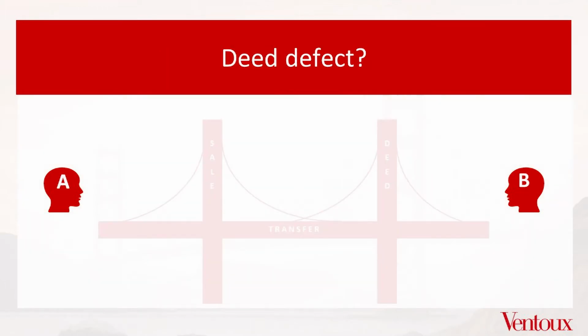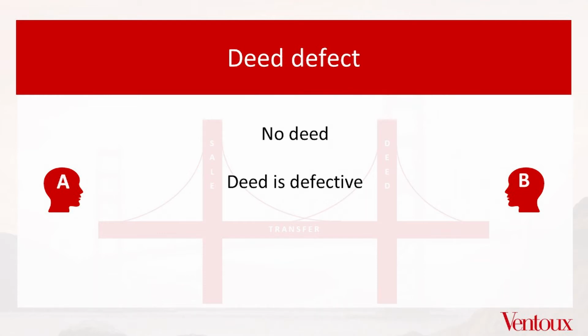There may also be a deed defect. There is no deed of assignment. A sales contract has been agreed and the purchase price has been paid, but a deed of assignment has never been properly executed. The deed of assignment may also be defective. There is a signed deed, but it does not clearly state that the rights are transferred or assigned. Or it may even have been executed under coercion, error, or deception.